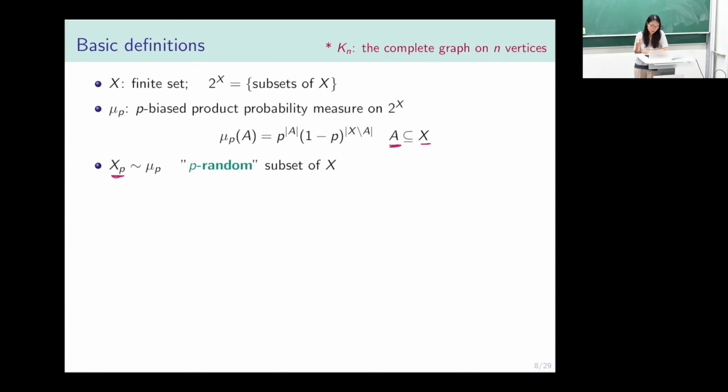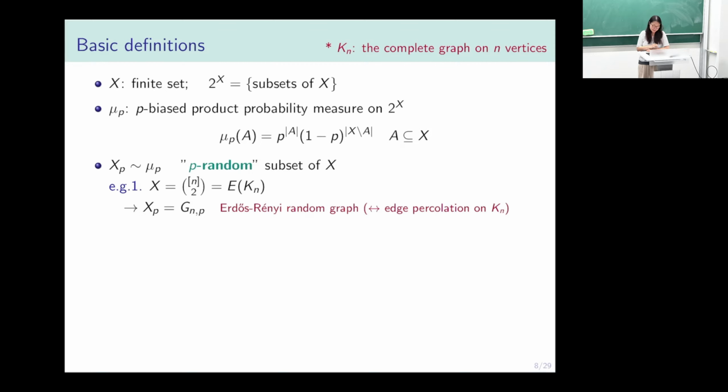This is called the p-random subset of X, and simply speaking, X_p is just a random biased coin flip. We have our entire set X, and for each element of X, we flip a biased coin where the probability of heads is p. This experiment is independent for each element. So this is our p-random subset of X, X_p.